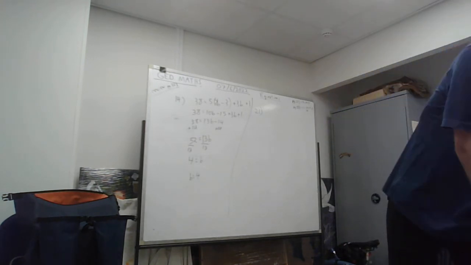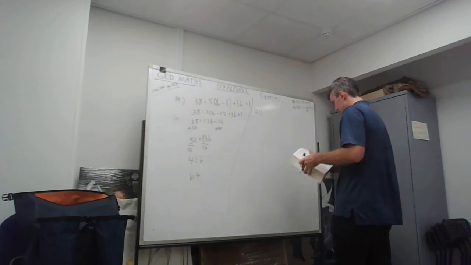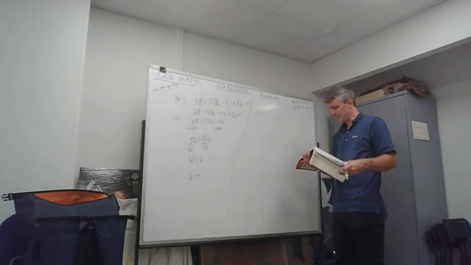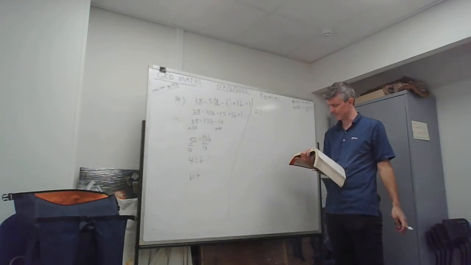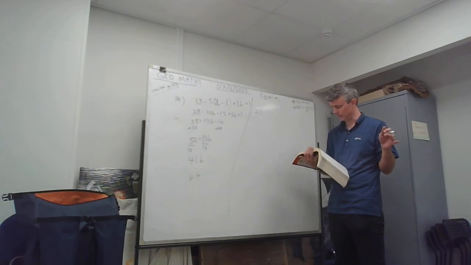3 times a number increased by 9 is 15 less than 6 times the number. Okay, let x equal the unknown number. Which of the following equations could be used to find the value of x?